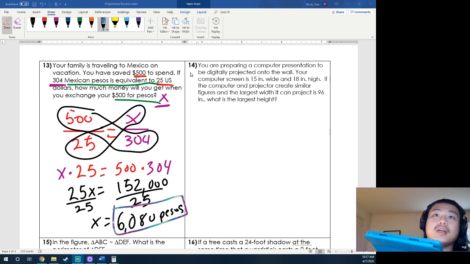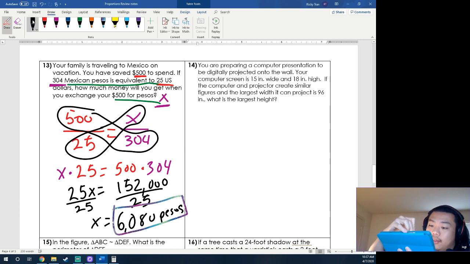All right. Again, you have to make sure you know how to set up before you solve. Making sure you understand what the relationships are for both horizontal and vertical. In this case, 500 and X is $500, which is how much we had, and we're trying to find how much pesos it's worth. And the 25 and the 500 are US dollars. Okay. So now let's look at number 14.